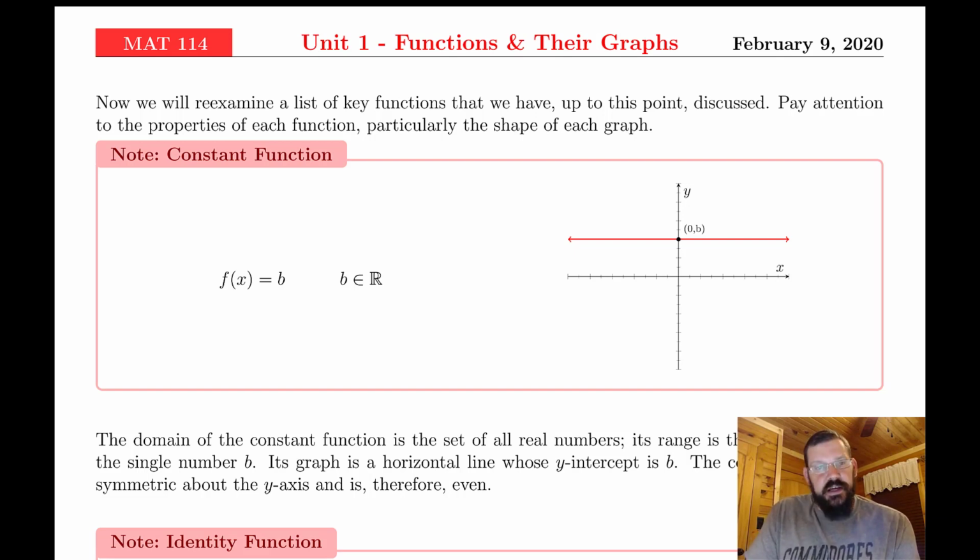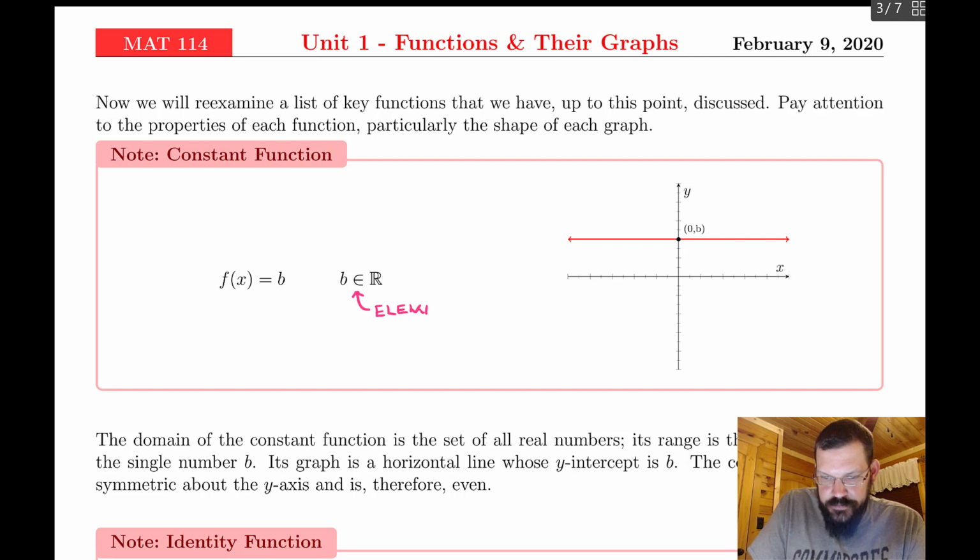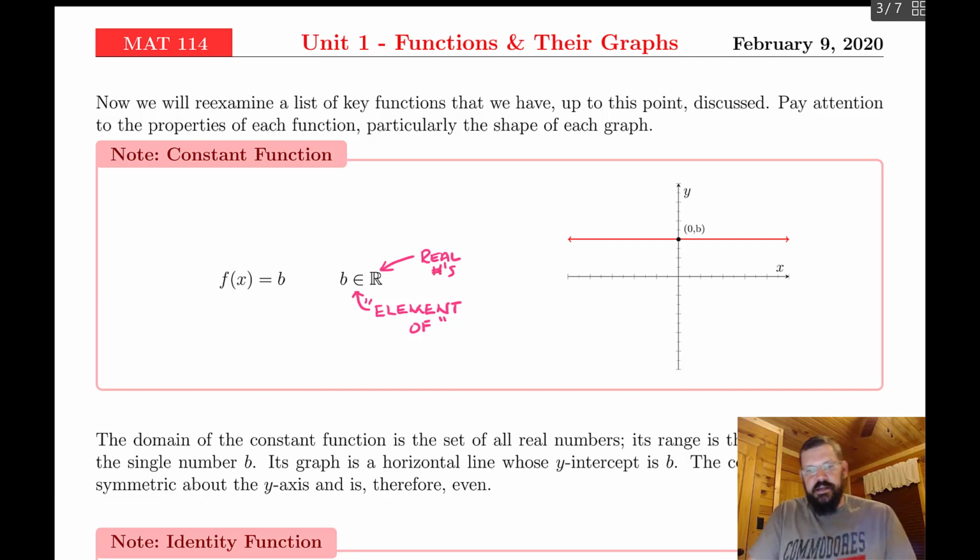A constant function is just a horizontal line. That's when y equals some constant number. That's what we see right here. This notation, this funny looking E, means element of. And then this special looking R is just the real numbers. So what that says with mathematical notation is that b is an element of the real numbers. So b can be any number. It's always just going to be a horizontal line whenever we plot its graph.